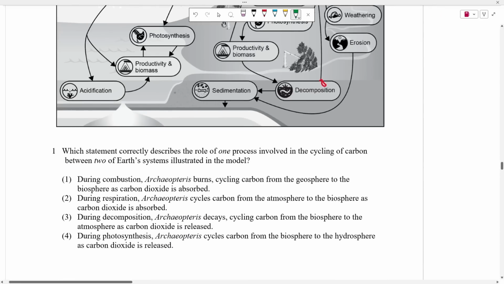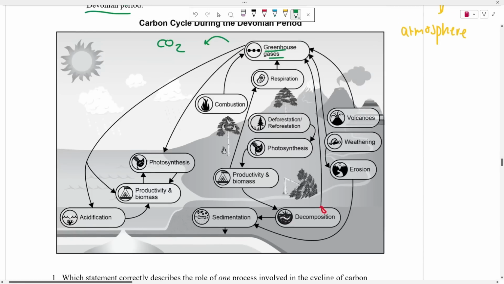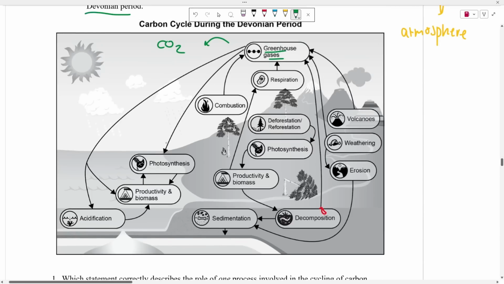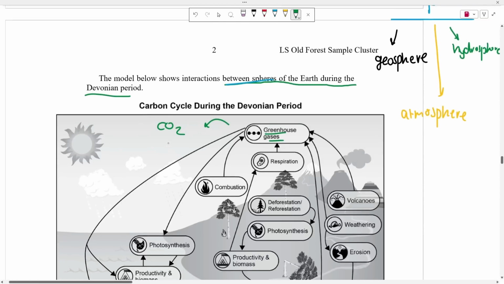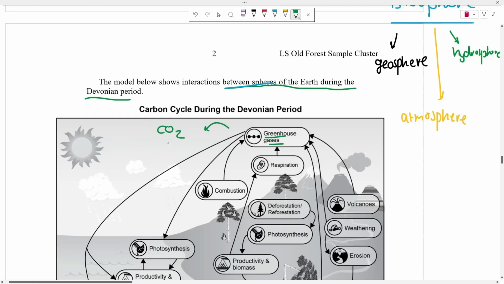So number one asks us, which statement correctly describes the role of one process involved in the cycling of carbon between two of the Earth's systems illustrated in the model. So which one of these choices is going to accurately say how carbon dioxide is moved from the geosphere to the atmosphere, or from the atmosphere to the hydrosphere, or from the geosphere to the hydrosphere? So how is carbon being moved?